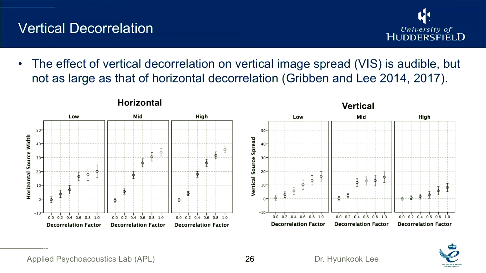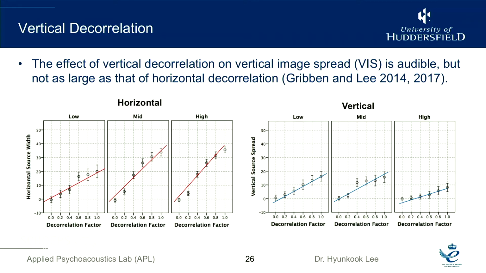That's the horizontal principle. But can we still apply the decorrelation to vertical stereo? And can we still achieve the same kind of effect? So we did some experiments comparing horizontal and vertical decorrelation. Here, as we apply more decorrelation, the magnitude of decorrelation increases, then you have quite significant increases in horizontal image spread. But with the vertical interchannel decorrelation, the perceived vertical image spread increases, the effect is audible, but the magnitude is not as great as horizontal case. So you don't really have so much spread of image as you decorrelate the signal.